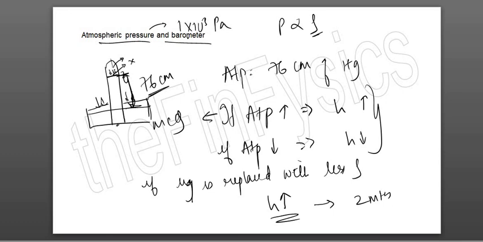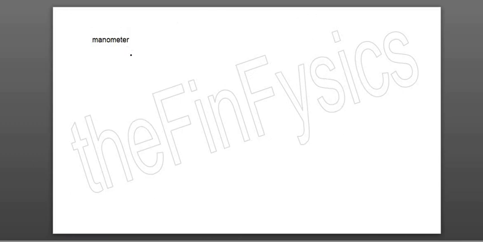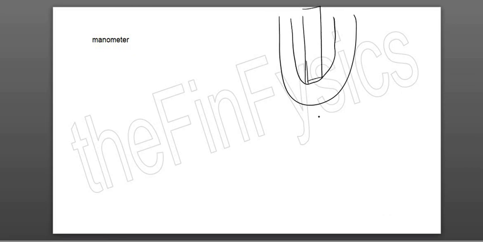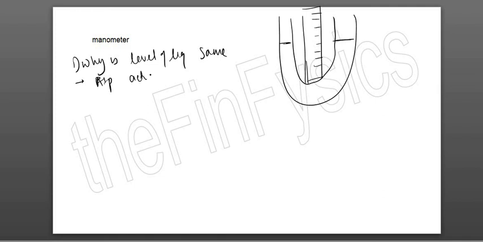Okay, this is about atmospheric pressure and barometer. The last instrument is a U-tube manometer, okay, which looks something like this. It will have a rule in the middle. When both the ends are open, you will see that the height level is the same. Why? Because the atmospheric pressure acting is the same. So the first question will be, why is the level of liquid the same? This will be for 1 mark. So you write that the pressure acting in both the arms is the same, or atmospheric pressure acting on both arms is the same.